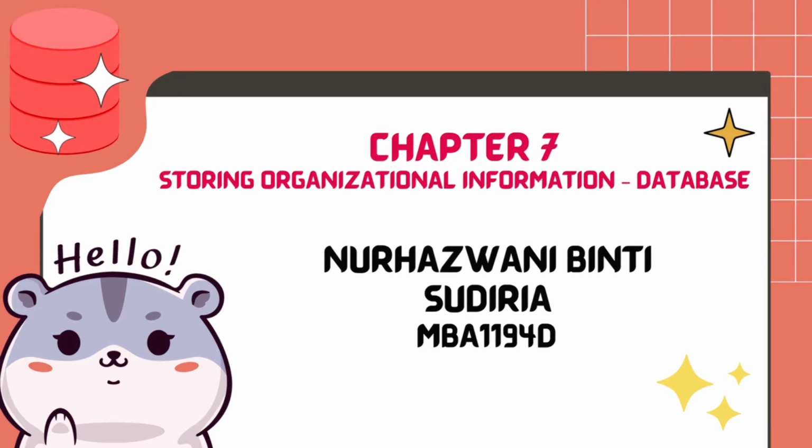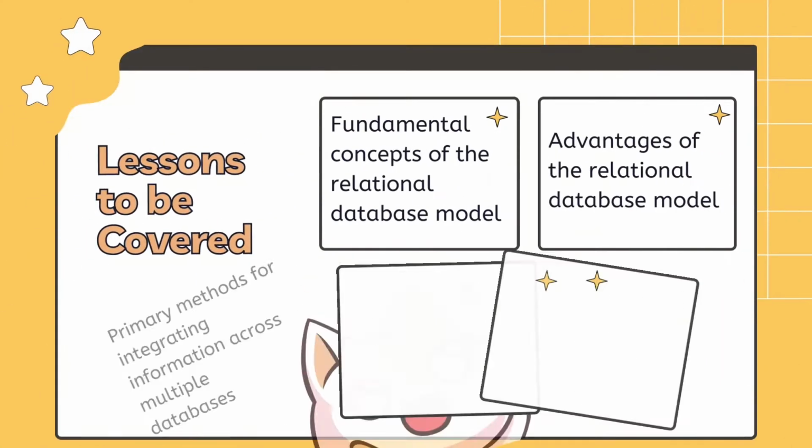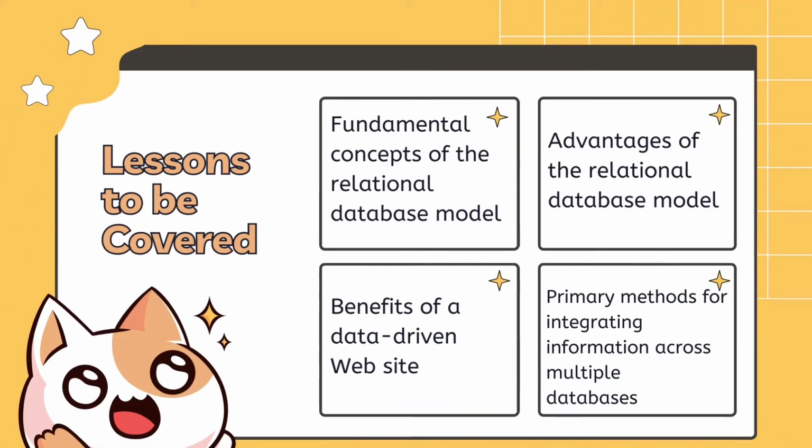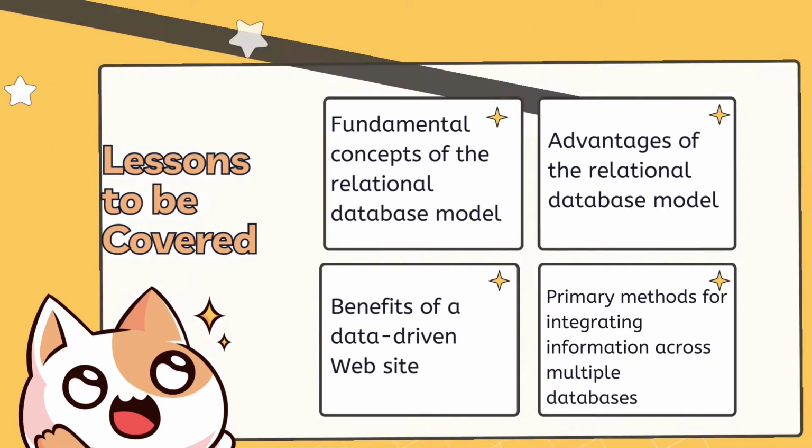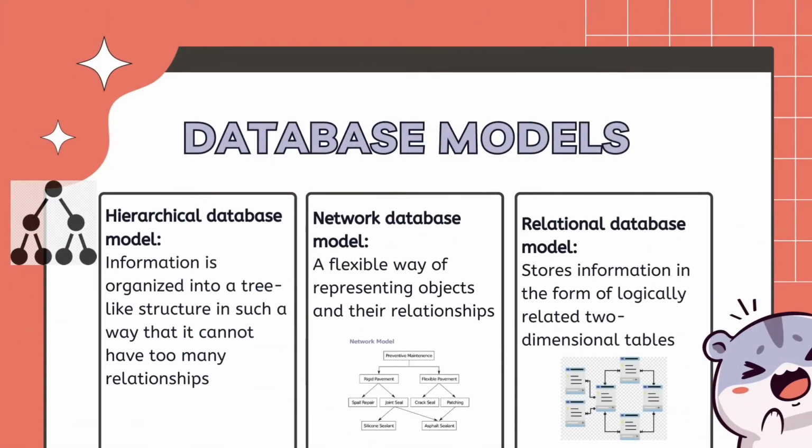Today, I will present Chapter 7, which is Storing Organizational Information or Database. In this chapter, I will cover the fundamental concepts of the relational database model, advantages of the relational database model, benefits of a data-driven website, and lastly, primary methods for integrating information across multiple databases. Information is stored in a database, while a database maintains information about various types of objects, events, people, and places.